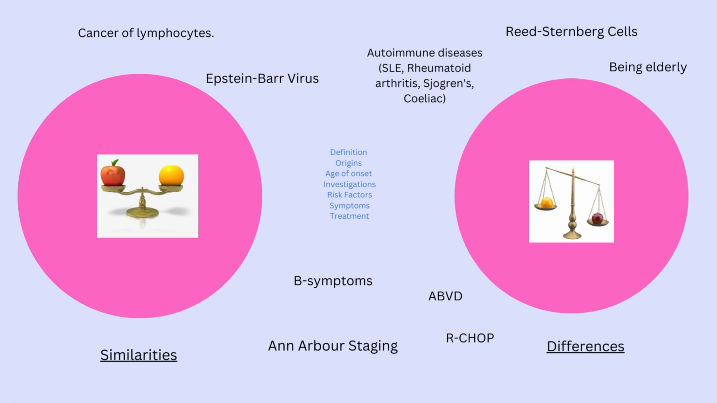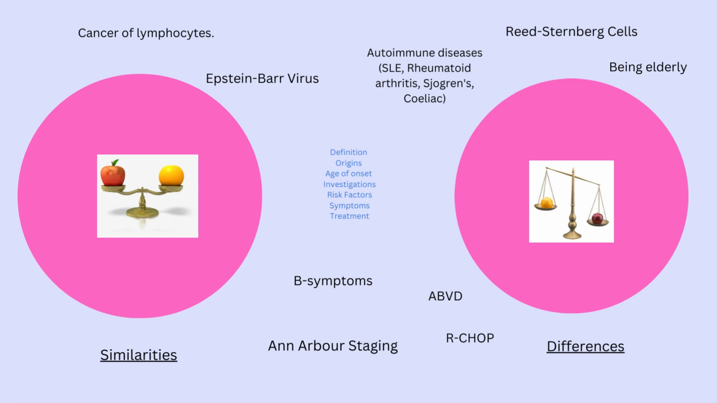In stage 3 of the Ann Arbor staging, the lymphadenopathy has spread to both sides of the diaphragm, so it can be present in the neck, the axillary nodes, the inguinal nodes. However, it won't have metastasized to other organs. In stage 4, however, it has metastasized and spread to extranodal areas, to other organs, such as the liver, the spleen, the bone marrow. And stage 4 has the worst prognosis.